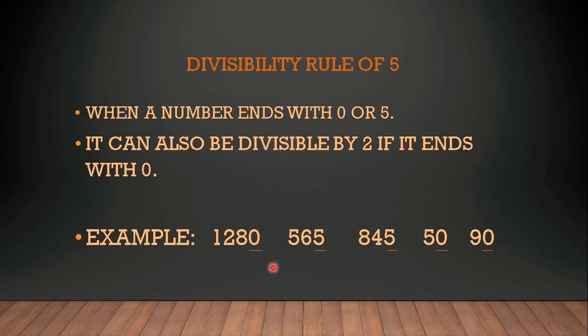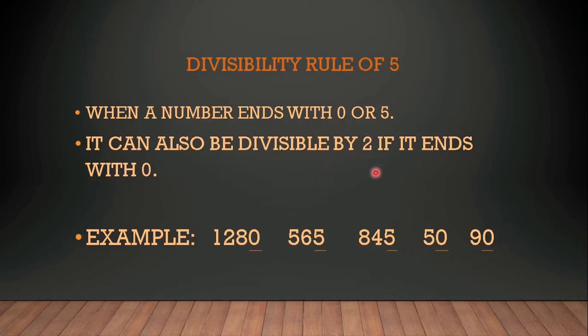For example, 1280 is divisible by 5 because it ends with 0. It can also be divisible by 2 because it ends with 0. Let's have another example. 565 is divisible by 5 because it ends with 5. But it is not divisible by 2.